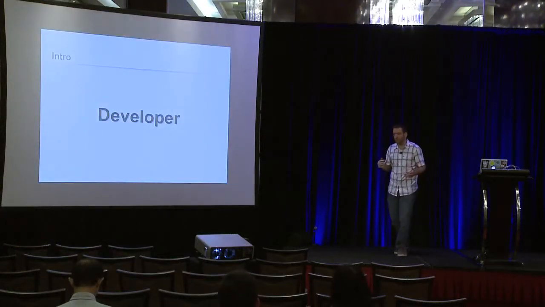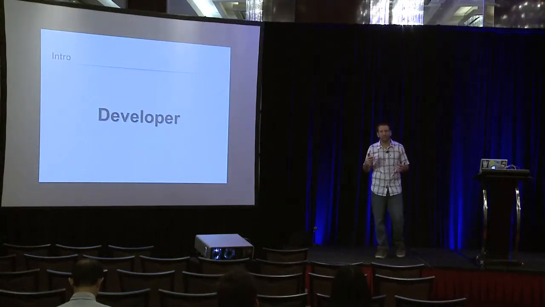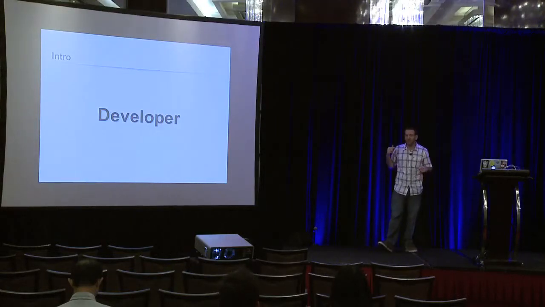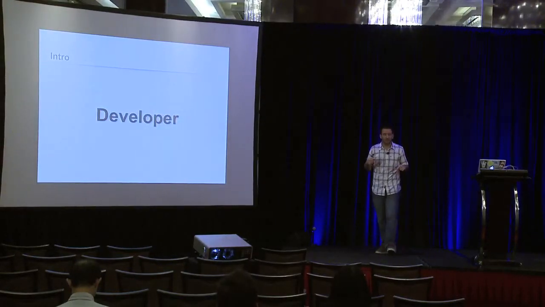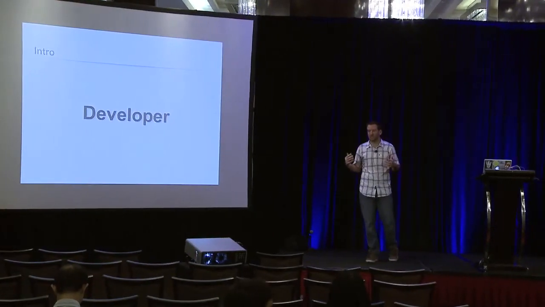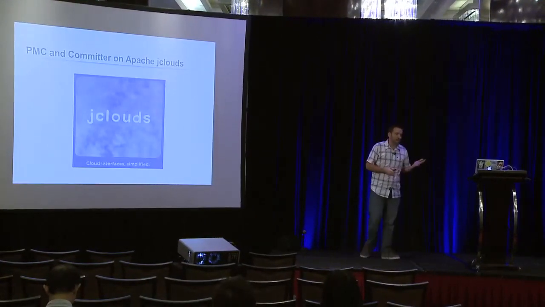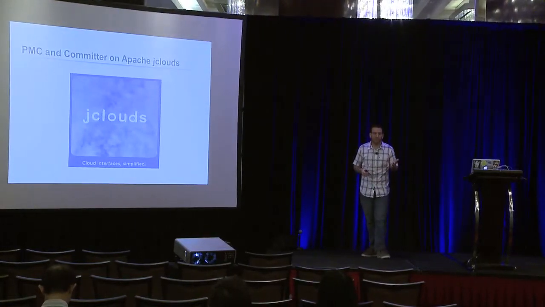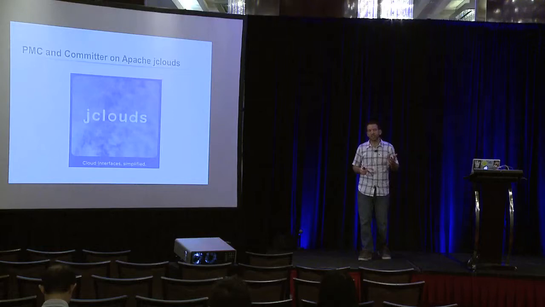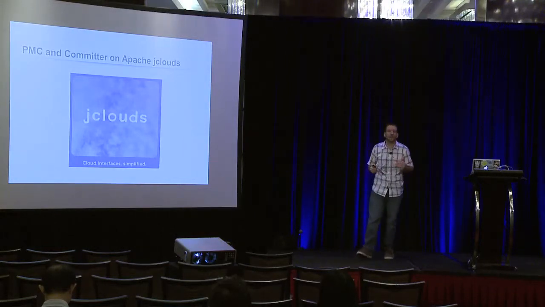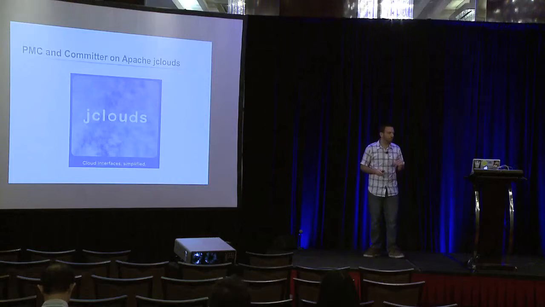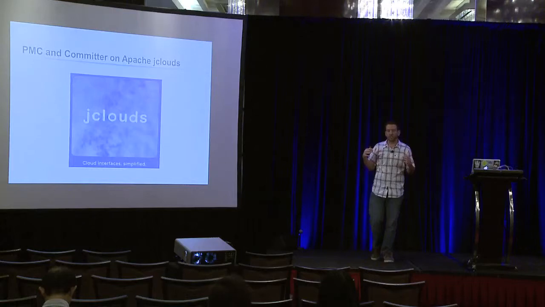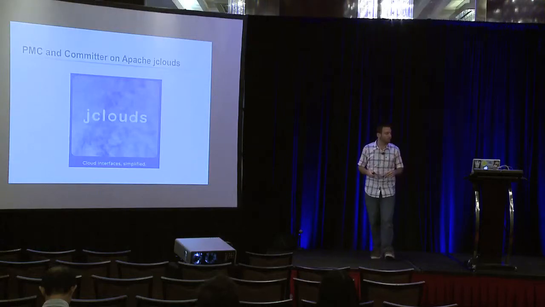I still get the question quite often, what exactly does a developer advocate do? It's kind of a nebulous title to a lot of people. First and foremost, I am a developer. I write code for the majority of the time, like 50, 60% of the time. I'm a PMC, a project management committee member, and committer on a project known as Apache JClouds. We just recently became an Apache top level project. This is a Java SDK for multiple clouds, and it also works seamlessly with OpenStack clouds as well.